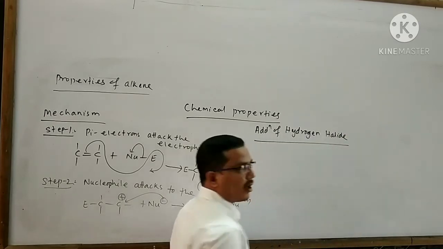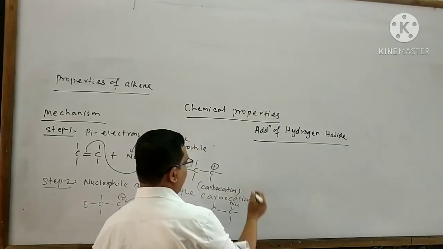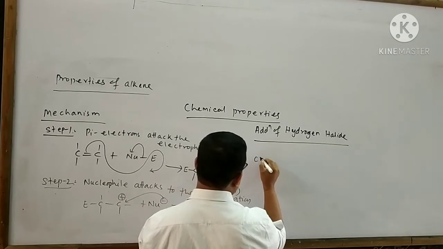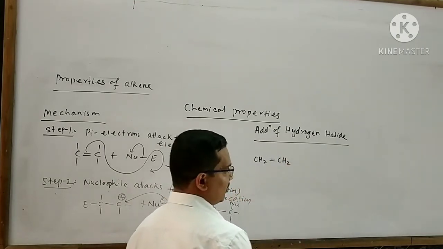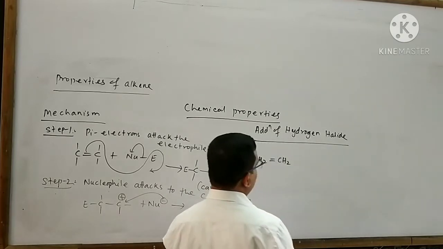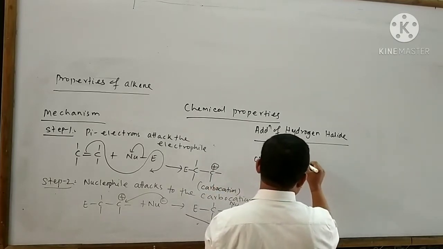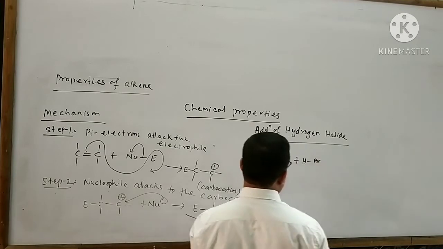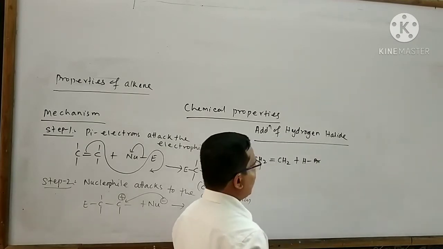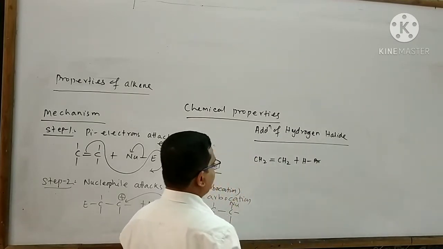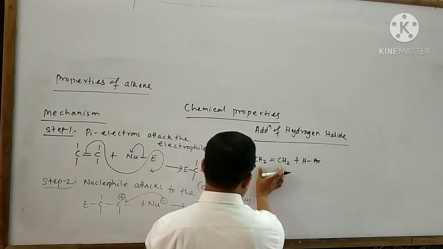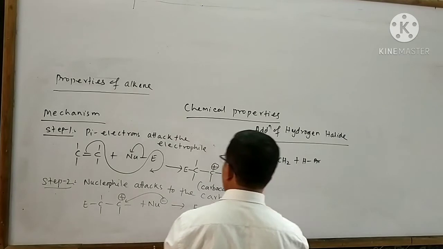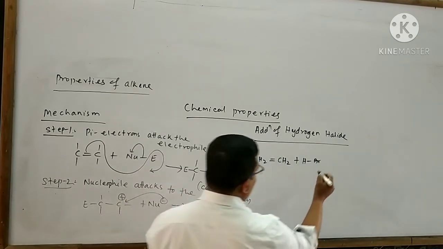Take an example of an alkene. Suppose I take ethene. Now ethene is subjected to reaction with hydrogen bromide. This is an example of a hydrogen halide. Here HBr acts as the attacking reagent. This is the substrate. Then what will be the product obtained?